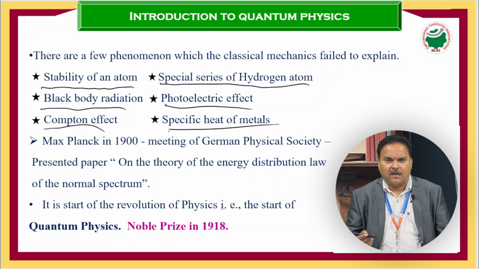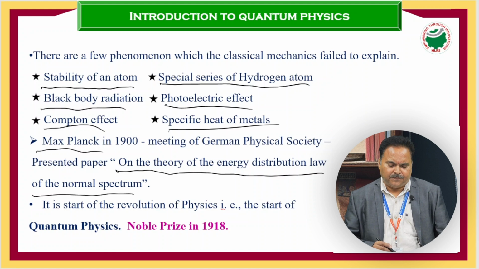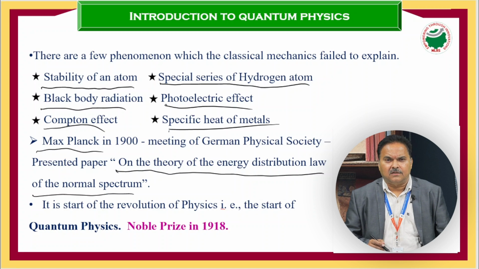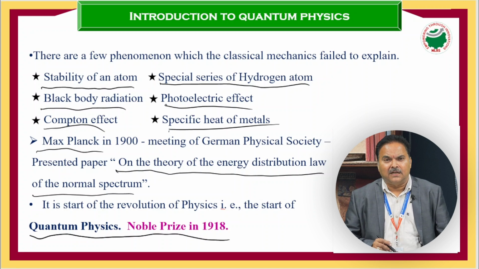That started around 1900 with Max Planck. He presented one paper at a German Physical Society meeting, on the theory of the energy distribution law of the normal spectrum. This paper was a revolution for physics. Whatever latest gadgets we are using all depend on quantum physics. Without quantum physics we cannot use these sophisticated gadgets. Max Planck got the Nobel Prize around 1918 for this work.